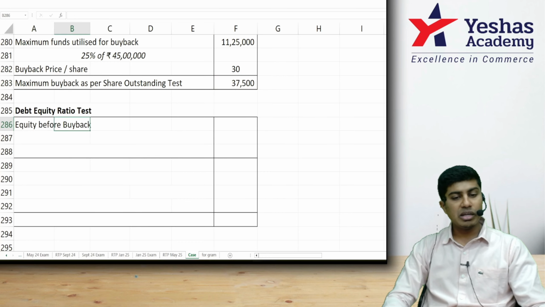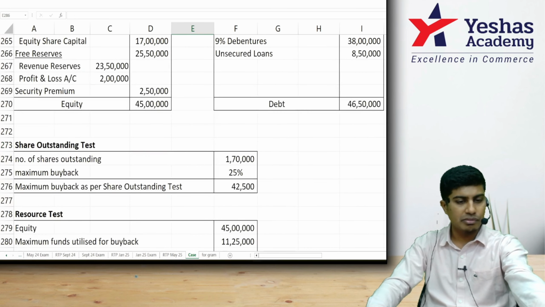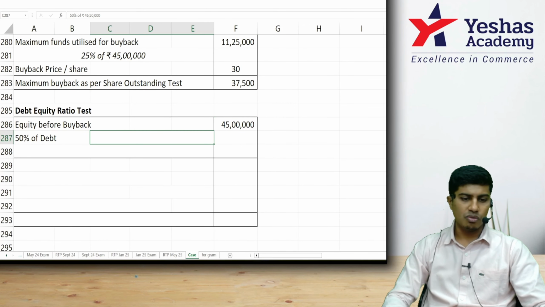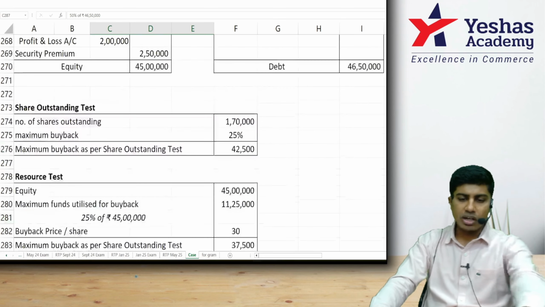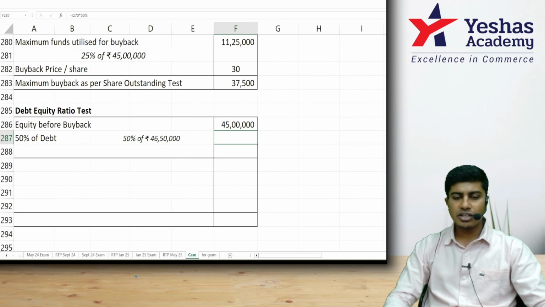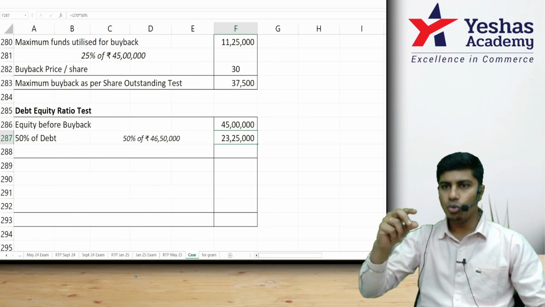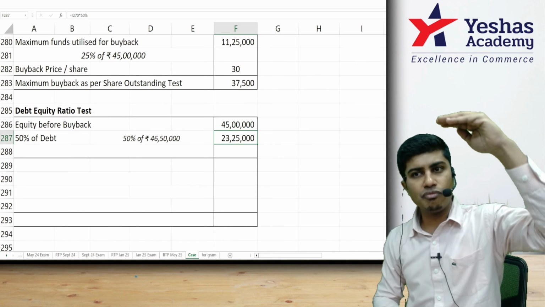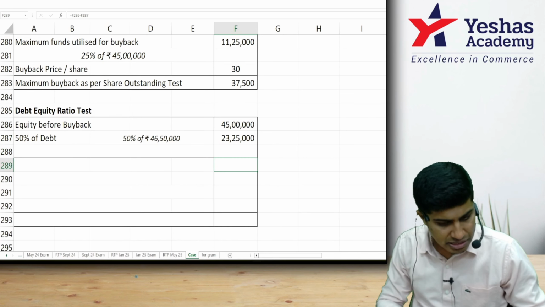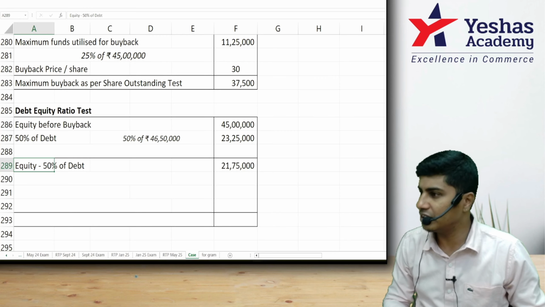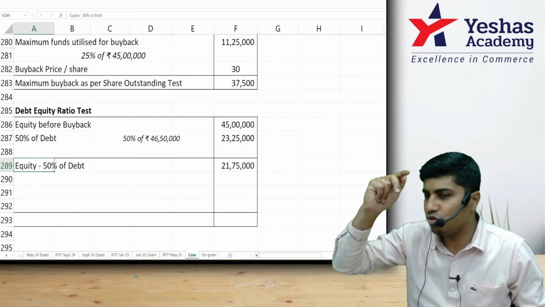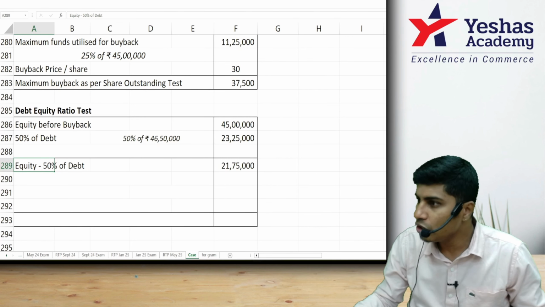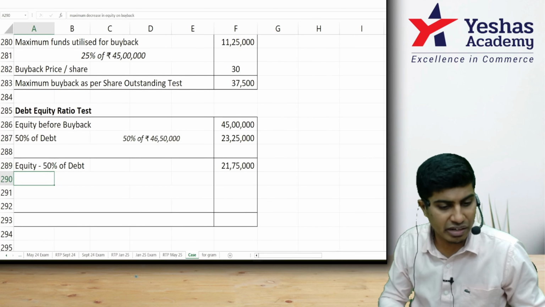Tell me how much is equity before buyback that we just computed using the table here. 45 lakh. After this, I am going to take 50% of the debt. What is 50% of the debt? Debt what I have is 46 lakh 50. 50% of it is 23 lakh 25. After doing buyback, our equity should be minimum 23 lakh 25,000. So it can reduce from 45 lakh to 23 lakh 25. How much is the maximum reduction? 21 lakh 75,000. So equity before buyback is 45 lakh. Equity to be maintained at 50% of debt, which is 23 lakh 25. So maximum reduction in my equity is 21 lakh 75.